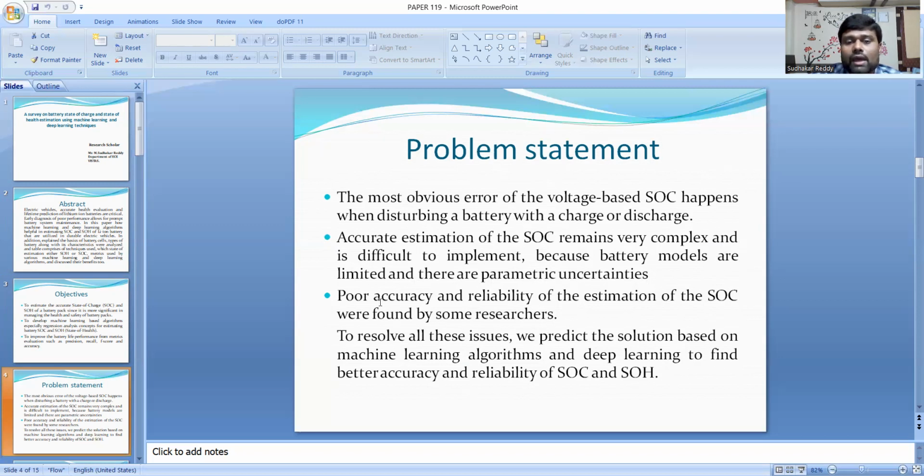Next, poor accuracy and reliability of the estimation of the state of charge were found by some researchers. To resolve all these issues, we predict solutions based on machine learning algorithms and also deep learning algorithms to find better accuracy and reliability of the state of charge and also state of health.